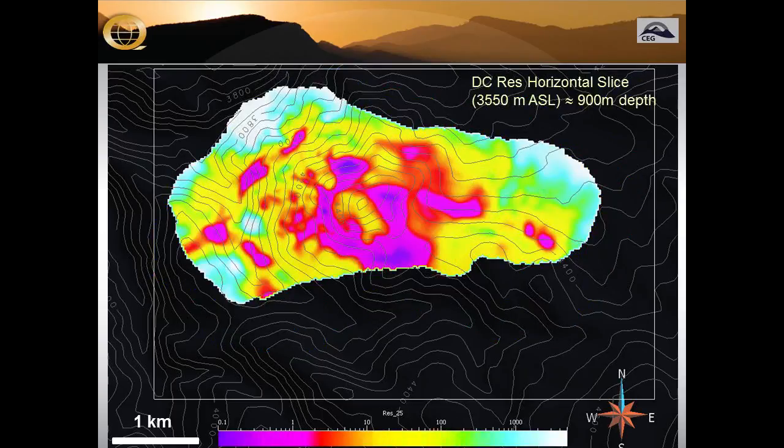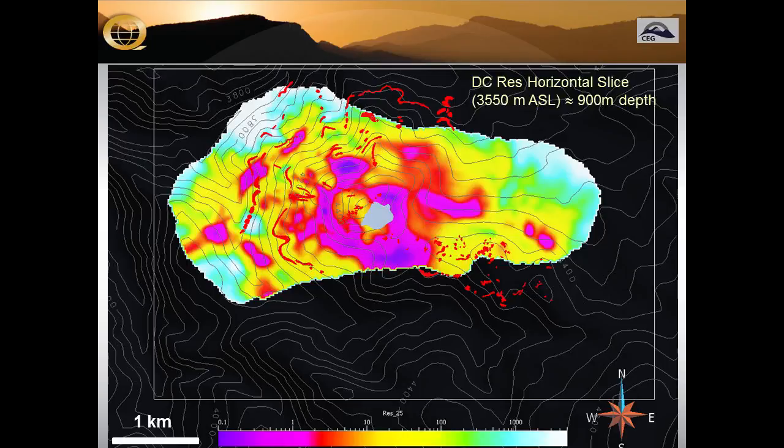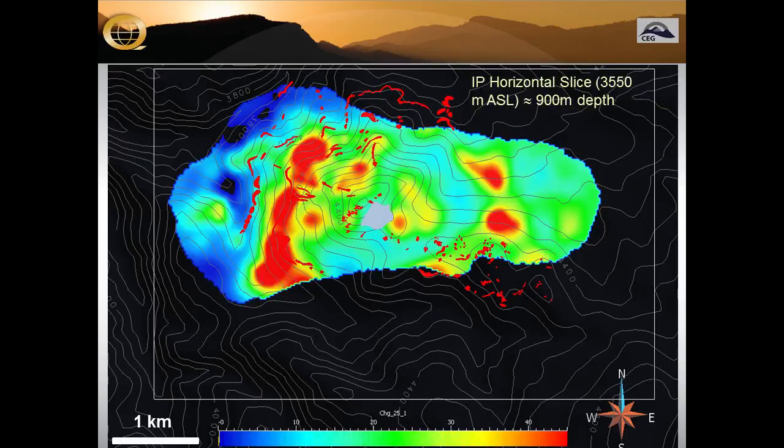Going to greater depth, this is a 900 meter depth slice. You're starting to lose coverage at the edges. But again, mapping that ring around the central stock, and then some other concentric zones through here. And the chargeability at the 900 meter depth from the top of the mountain, we see, again, some good mapping of the various phases within that system.